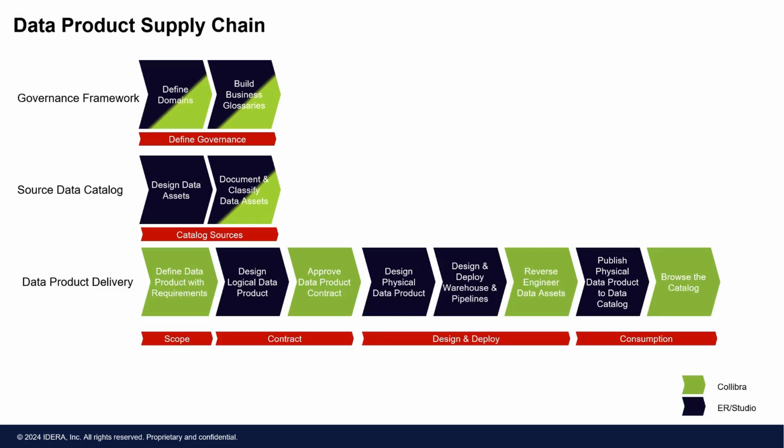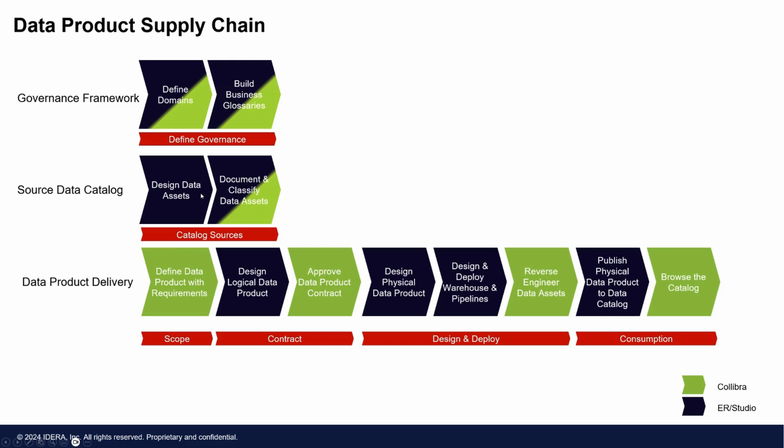The key thing is for a data product supply chain, two tools and the two groups of users are going to be working in harmony. To define the governance framework, we can create the domains and define the business glossaries. This could be done either in Collibra or ER Studio, or a combination of the two. Understanding the catalogue of source data assets, building a basic data catalogue. That can be done with a combination of ER Studio and Collibra working together to understand those data assets, document them, classify them.